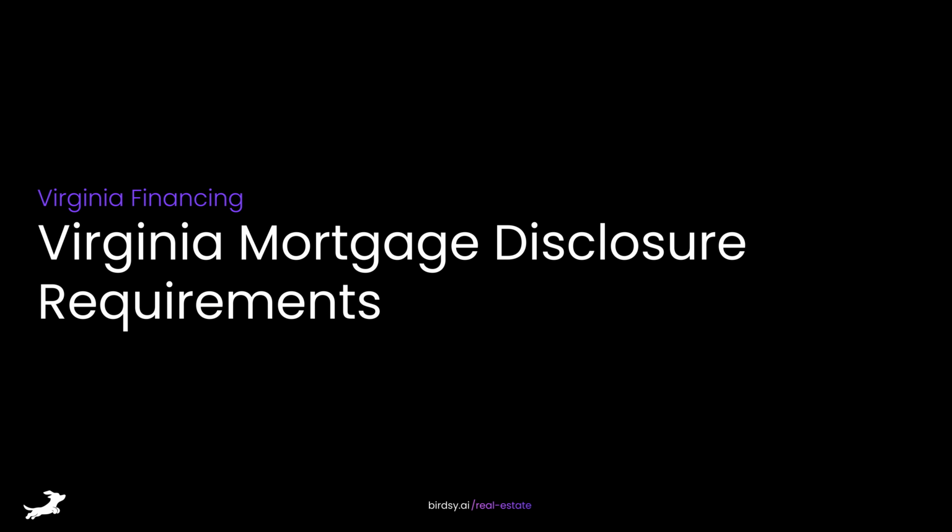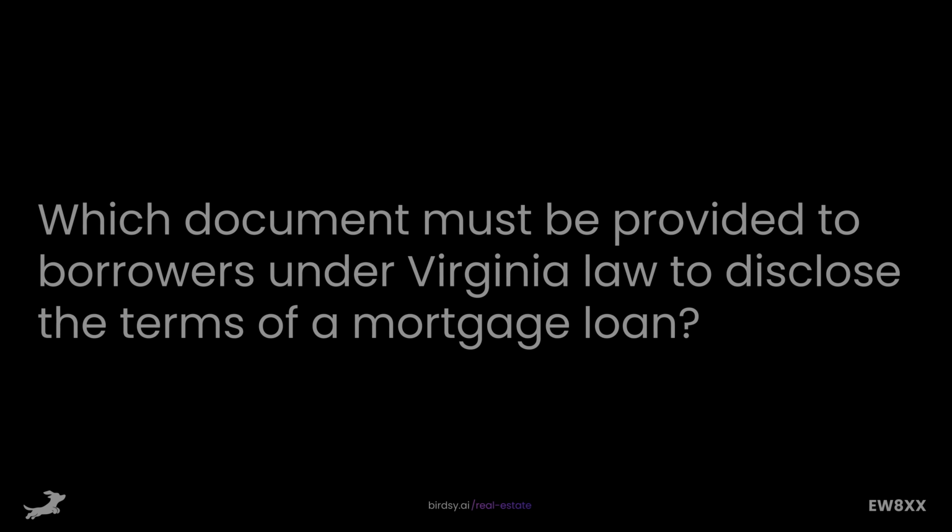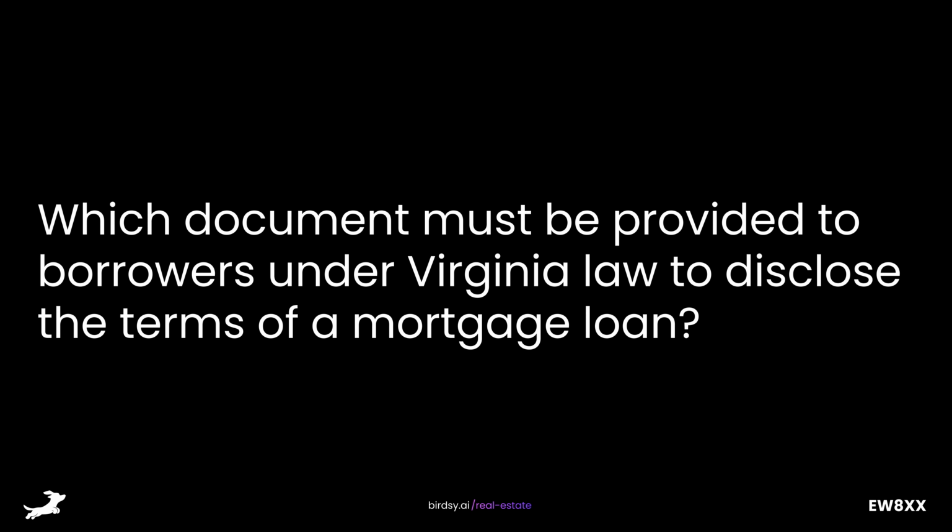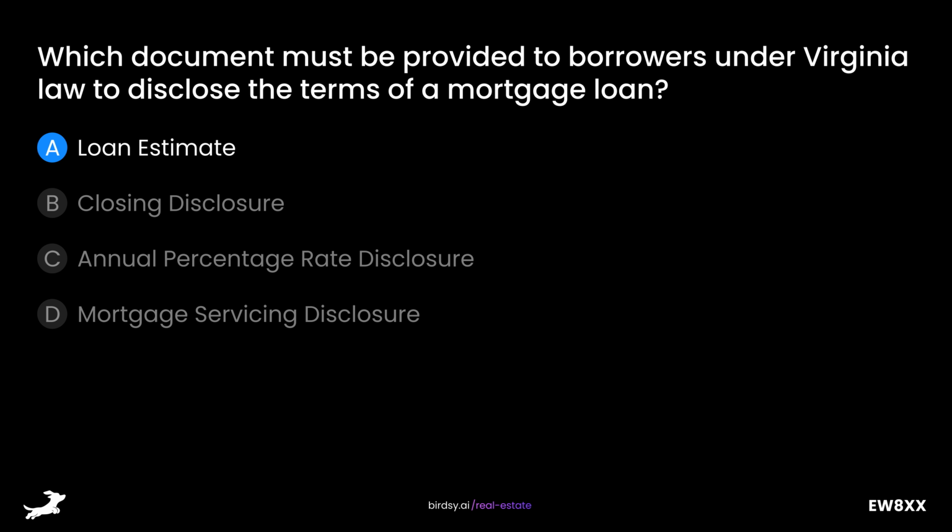Virginia mortgage disclosure requirements. Which document must be provided to borrowers under Virginia law to disclose the terms of a mortgage loan? Is it A. Loan estimate, B. Closing disclosure, C. Annual percentage rate disclosure, or D. Mortgage servicing disclosure? The answer is A.